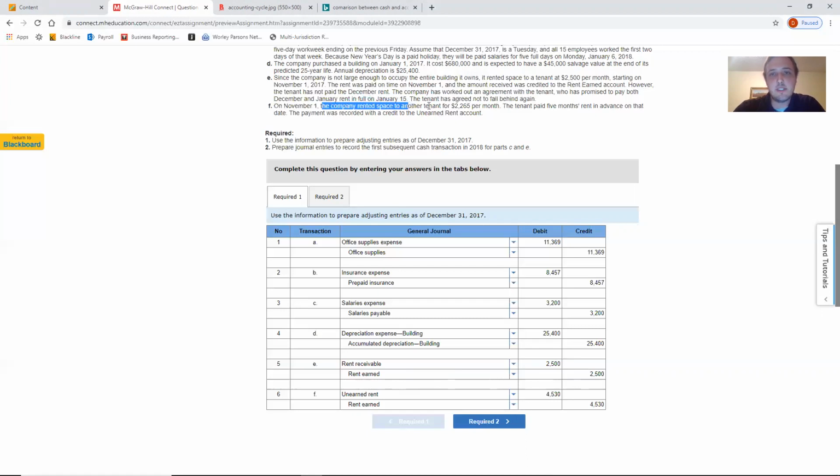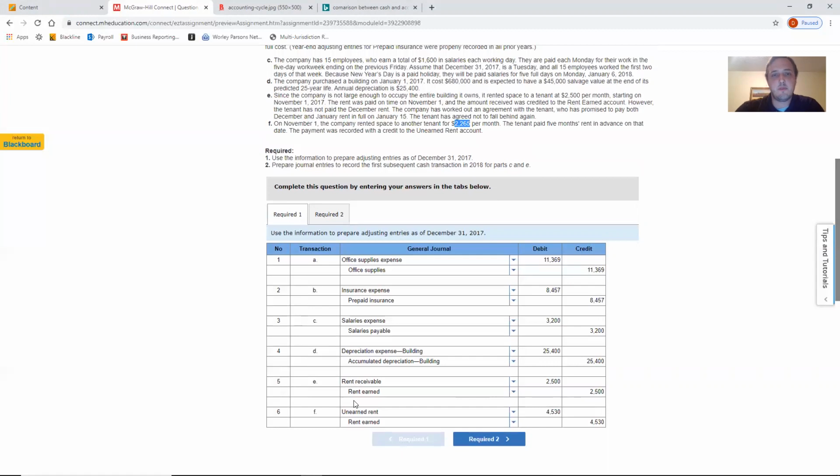All right, we also rented another space for this much. They paid 5 months in advance on that. So when we did the advance, we would have debited cash and credited our liability of unearned rent. Now we've earned that rent, so we're going to decrease that liability by debiting it and crediting our rent earned, again for the 2 months of November and December. So you do 2265 times 2. We have to realize the fact that it's no longer unearned.